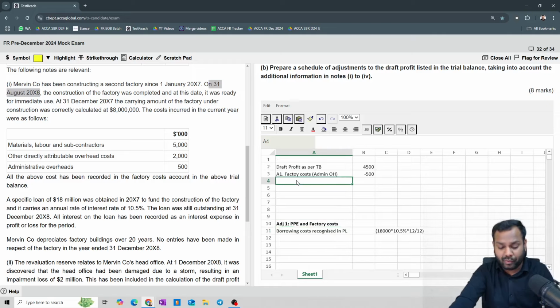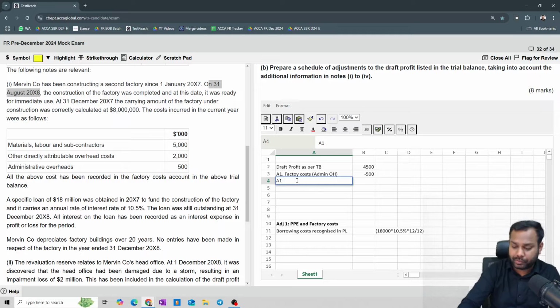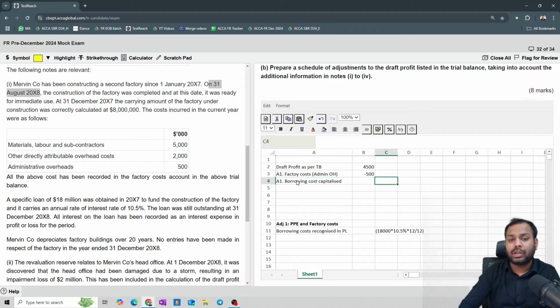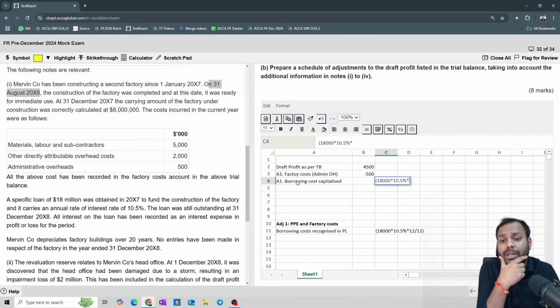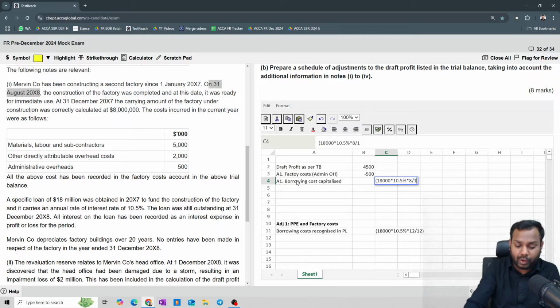So what we will write here? A1, borrowing costs to be capitalized. So what is the amount of borrowing cost to be capitalized? It will be equal to 18,000 multiplied by 10.5%, multiplied by how many months? From January to August. So January, February, March, April, May, June, July, August. How many months? 8 months. So into 8 by 12.